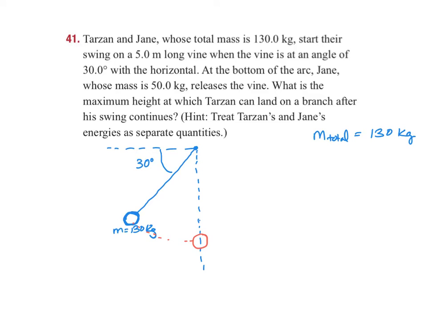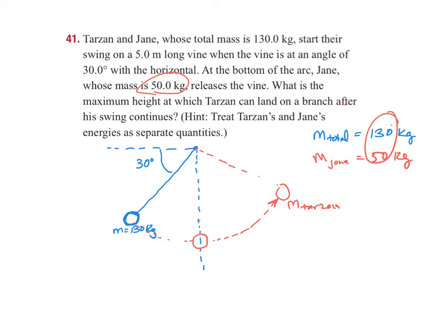At the bottom of the arc, Jane, whose mass is 50 kilograms, so mass of Jane is 50 kg, releases. So now from here up, you've got only the mass of Tarzan. So he must be the difference between those two, right? He must be the 80 kilograms that's left over. So they want to know what's the maximum height to which Tarzan can land on a branch after his swing continues. So the question is, how high can Tarzan go without Jane being on the vine as well?